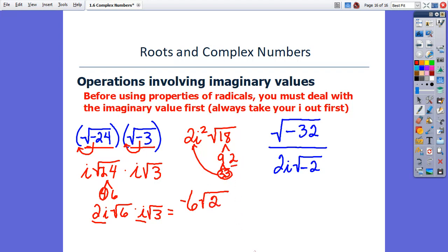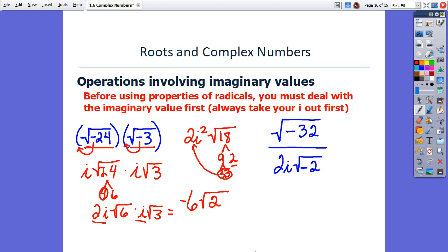If you would have multiplied those two to begin with, you would have gotten the square root of 72. And when you break that down, what you would have is 6 square roots of 2. And if it's 6 square roots of 2, it's obviously the opposite of what we got. So it's the incorrect answer. That's why you have to take the i's out first.